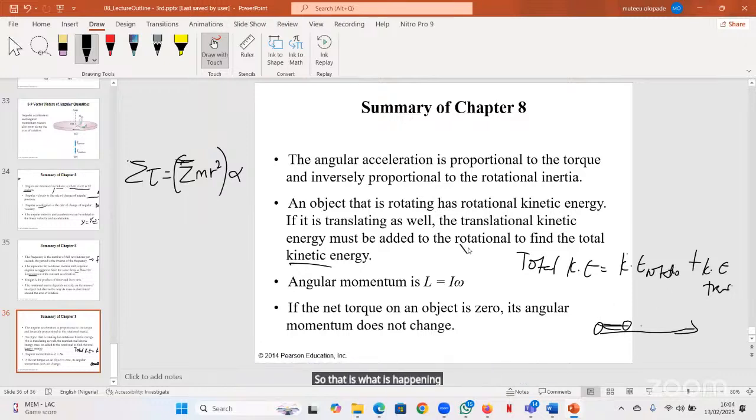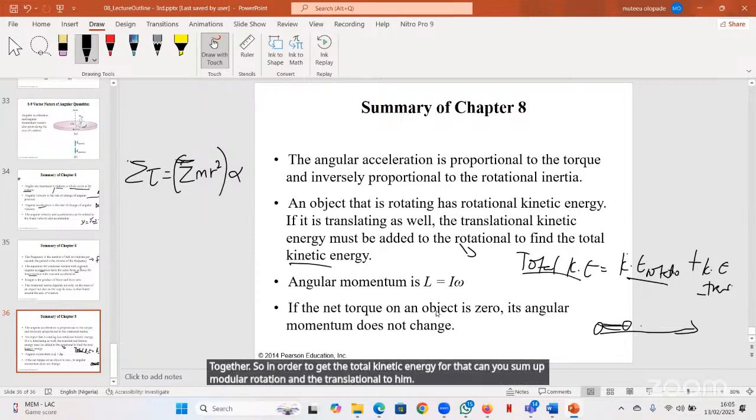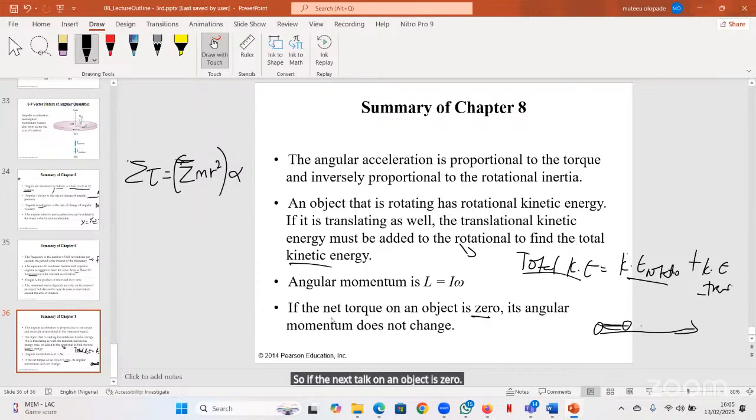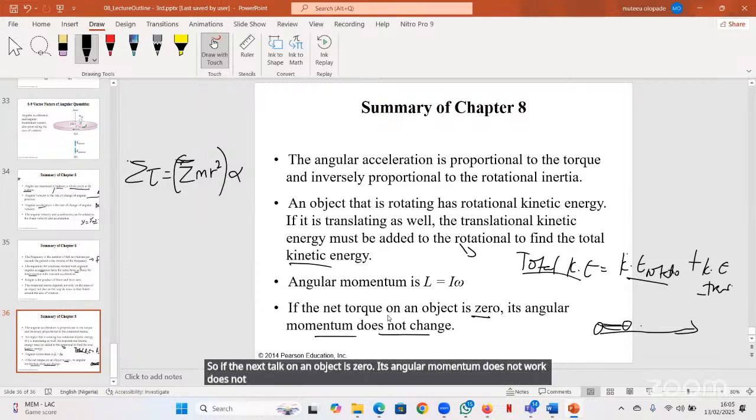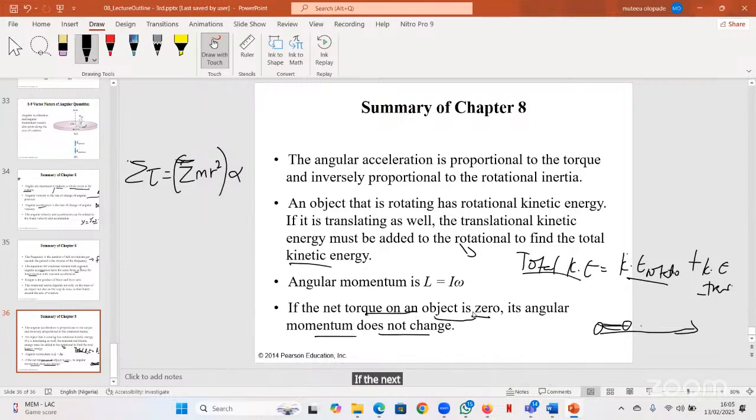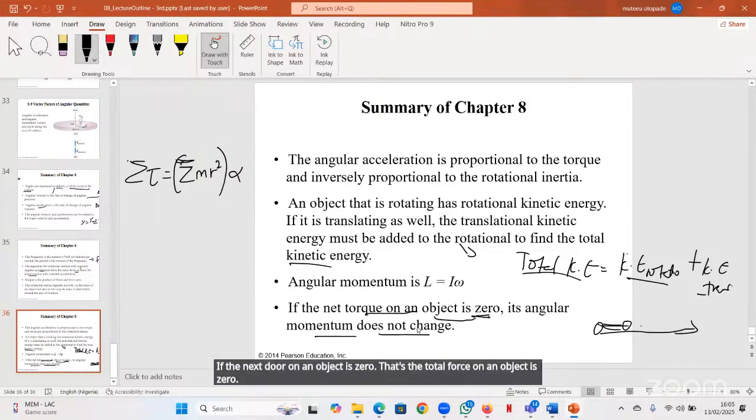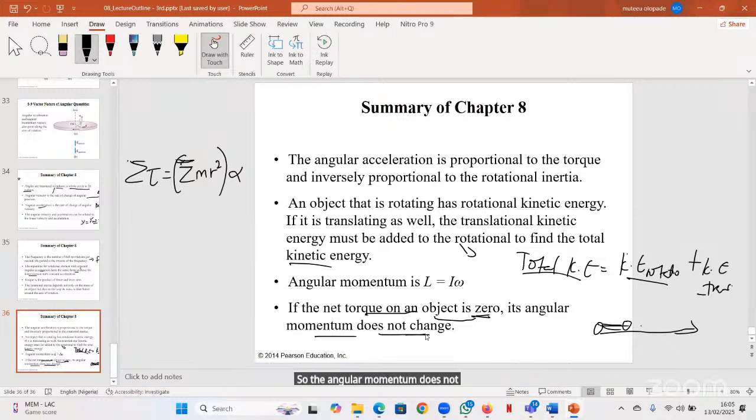An example of what we have here is the tire of a vehicle. If the vehicle is moving, it's performing both translational and rotational motion together. So in order to get the total kinetic energy, you sum up both the rotational and the translational together. If the net torque on an object is 0, its angular momentum does not change. Take note of that. If the net torque on an object is 0, the angular momentum does not change as well.